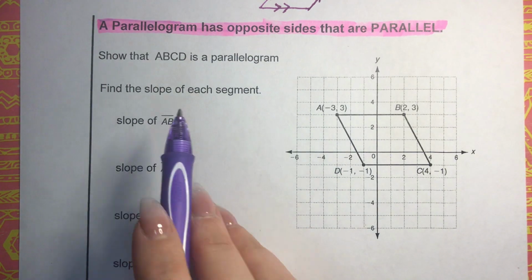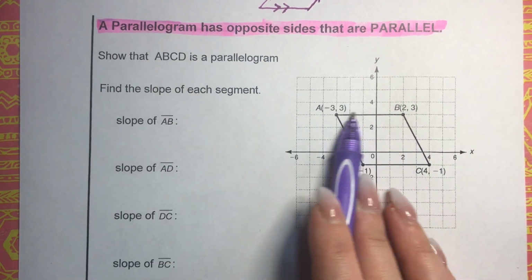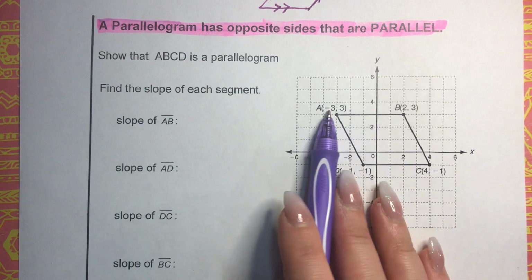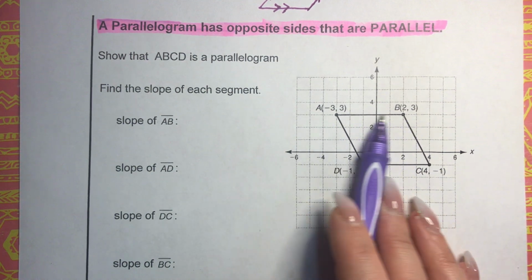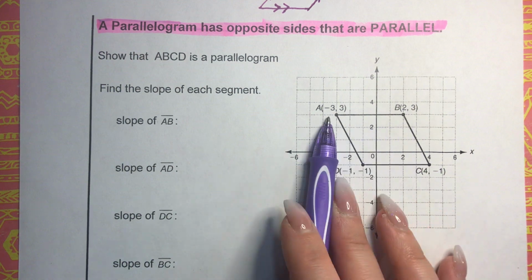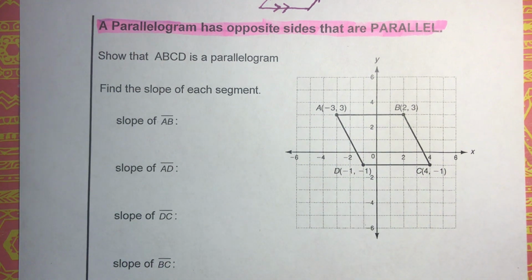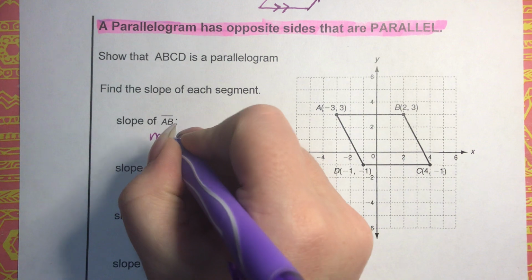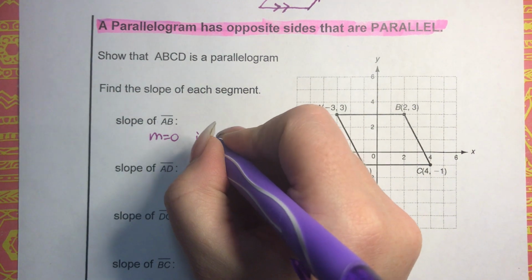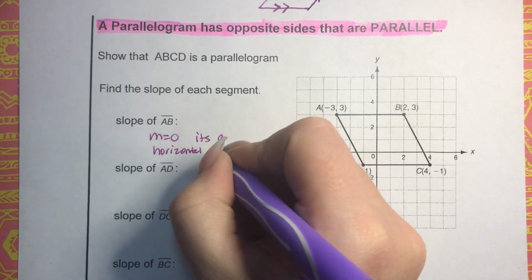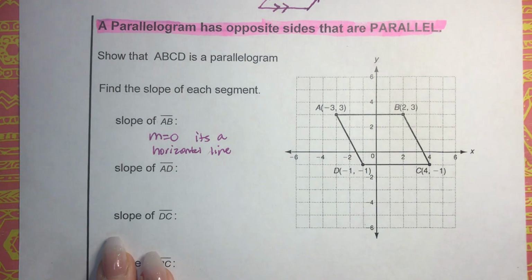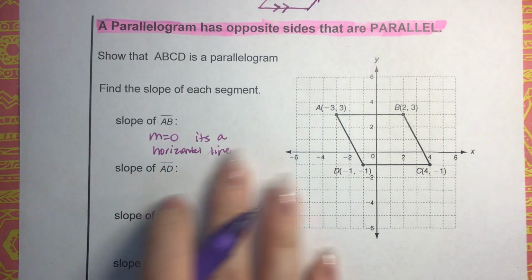Okay, let's start. So the slope of AB. AB is a horizontal line, right? You can totally tell that. So what do we know? We know that the slope of this is going to be 0. So for this one, the slope is 0. It's a horizontal line. Okay. What about AD? AD is right here.